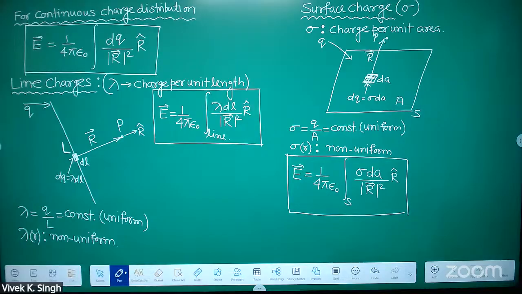ठीक है? Yes, sir. Now we will see volume charges.